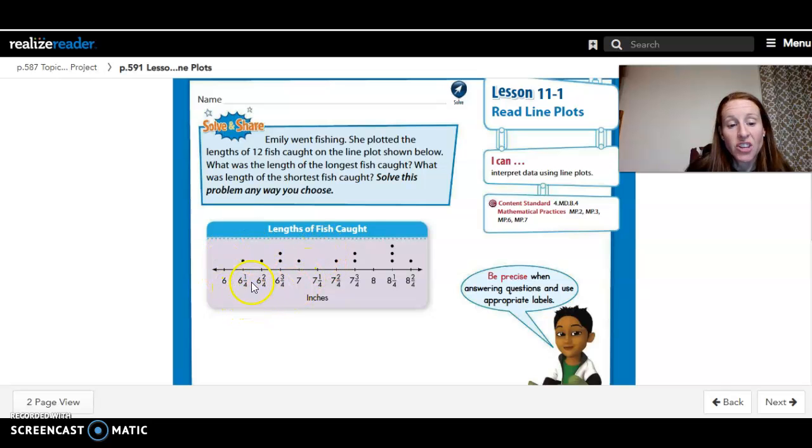So we've got the shortest fish that was caught, 6 1/4 inches. We've got the longest fish that was caught, 8 2/4 inches, and we have the most common fish caught, which was 8 1/4 inches long.